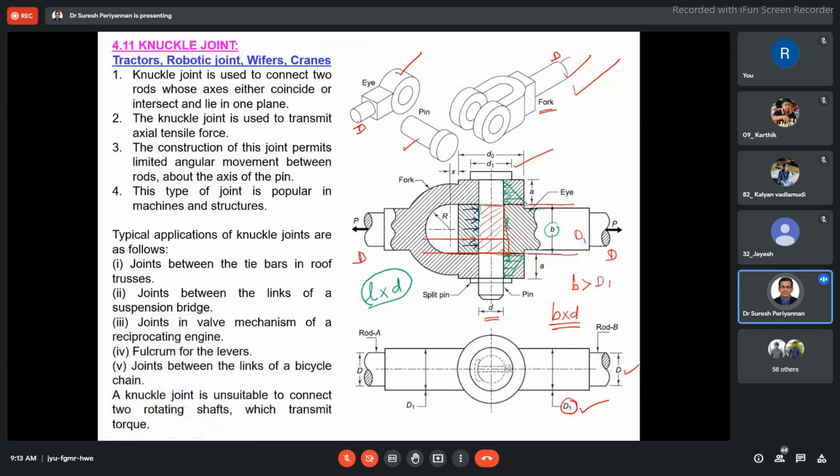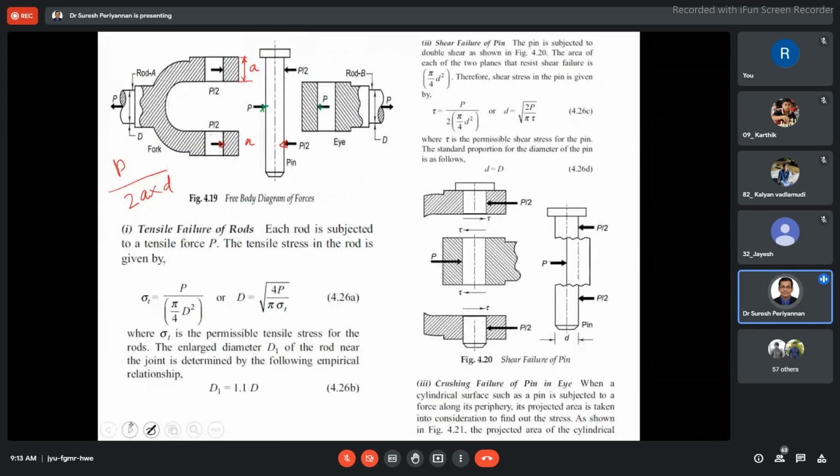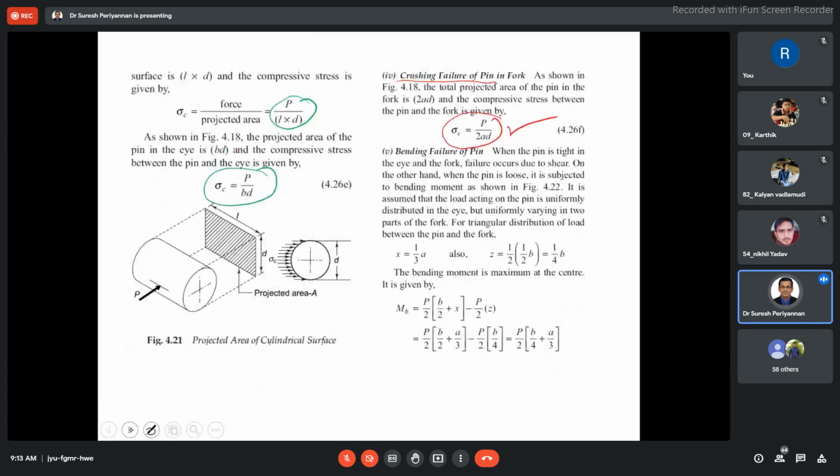This is the fork end, with the uniformly varying load. What is this? This is our B, the dimension given as B. Just turn it 90 degrees, then the same figure will come. Now the pin is acting as a beam. When the pin is tightly fixed with the fork and the eye, then only shear occurs. But when the pin is in a loose condition, then bending is created, similar to the Carter joint.